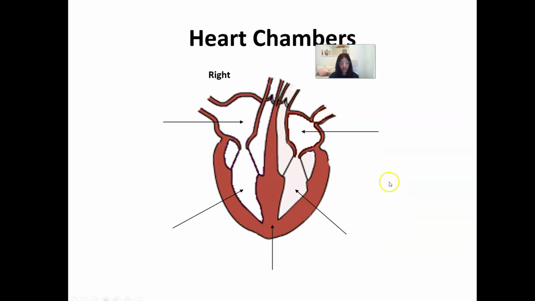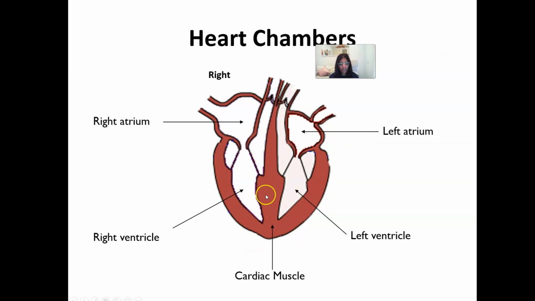Okay, so just as a summary of what we've learned so far, this chamber on the right hand side, your left, remember it's the patient's right, is the right atrium. We then flow down. Then we have the left atrium on the other side. We then flow down to the ventricles. So this is the left ventricle, the right ventricle, and this dividing wall is called the cardiac septum, and the muscle is cardiac muscle.